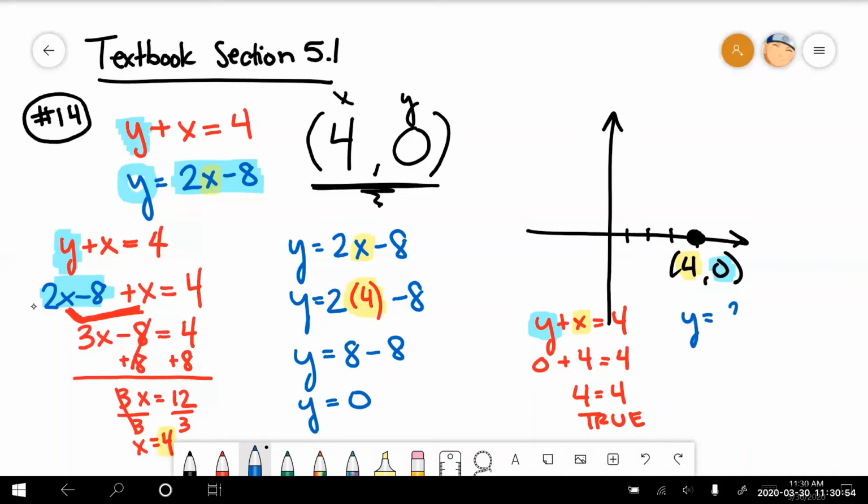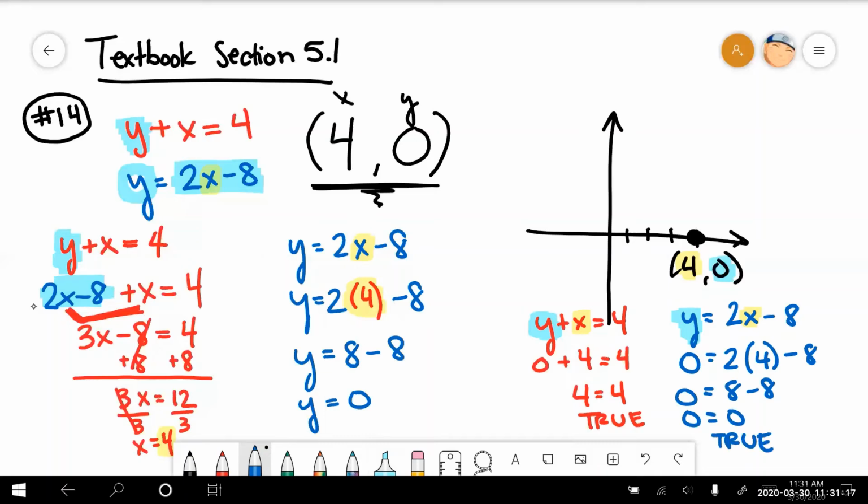Now over here, y equals 2x minus 8. X is yellow. Y is blue. And I can substitute those guys. Y is 0. X is 4. 0 equals 0, and that's true. Okay, so now I know that I did a good job. 4, 0 has to be my solution. I just proved it by showing both of them are true. This step is a good step to know because I will be asking if an ordered pair is a solution to the system, and this is a great way to check.